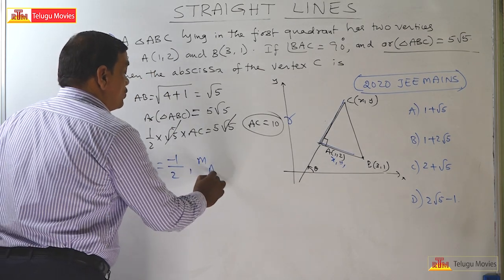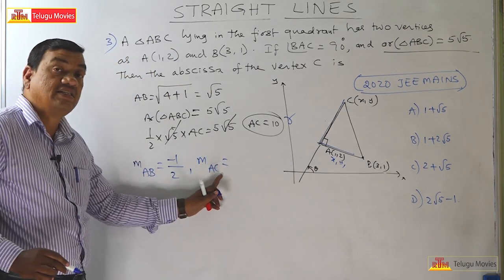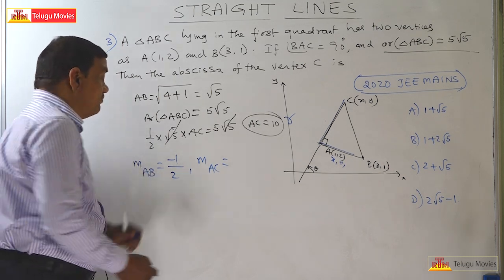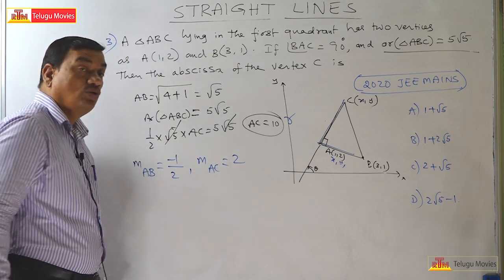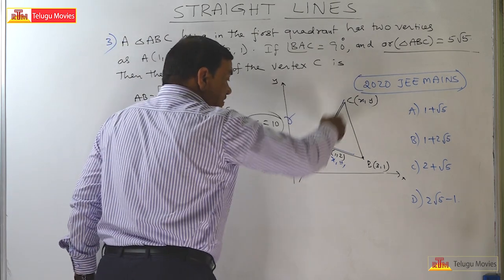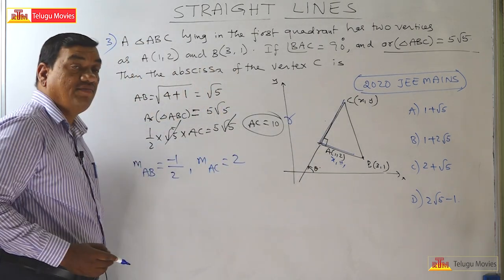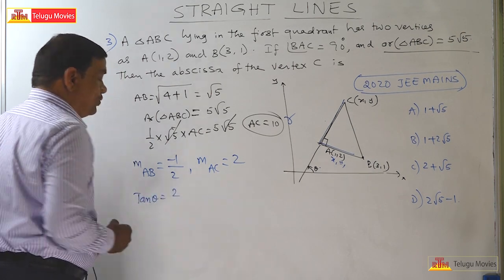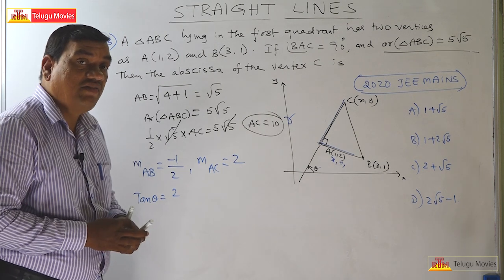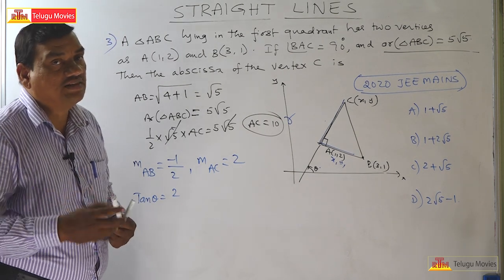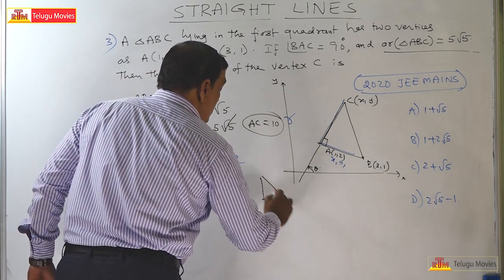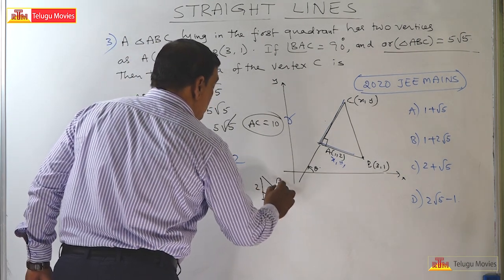Now what will be the slope of AC? Since AB and AC are perpendicular, the product of the slopes is equal to minus 1, therefore the slope of AC is equal to 2. This AC makes an angle theta with the x-axis, therefore tan theta is equal to 2. If you know the tan theta value, it is easy to find sin theta and cos theta. 2 means 2 by 1. In the right angle triangle, this side is 2, this is 1, and the hypotenuse is root 5.